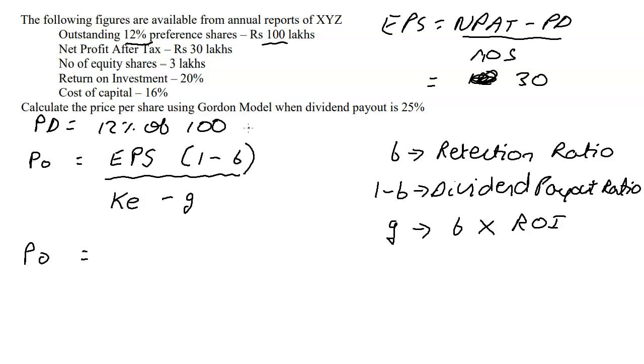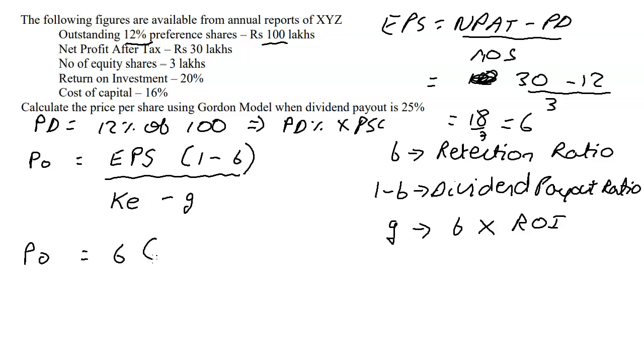The formula for that is preference dividend rate into preference share capital. So 12% of 100, which gives me 12. So 30 minus 12 upon number of equity shares, which is 3. If I solve this further, I'm going to get 18 upon 3, which gives me 6. So 6, then open bracket, 1 minus the retention ratio.